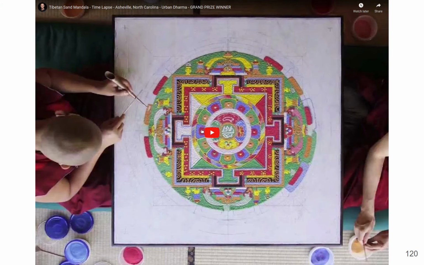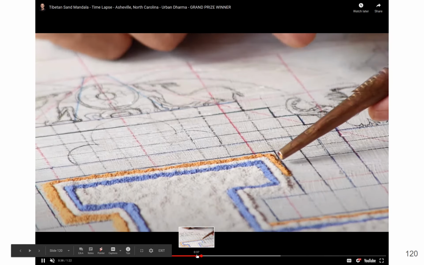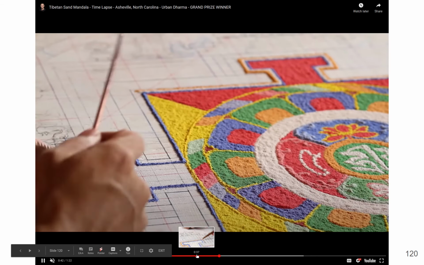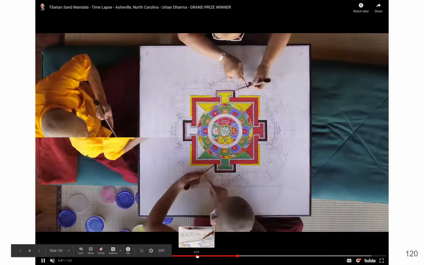You can see all these little dots are little piles of sand. I included in the playlist a couple of videos of time lapses. You can see the instruments that they use. They set up this grid. They sprinkle the sand all over it.